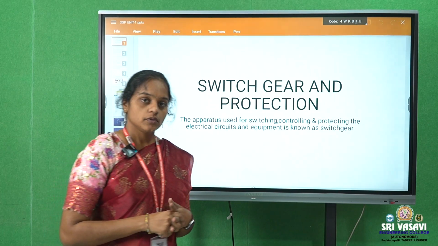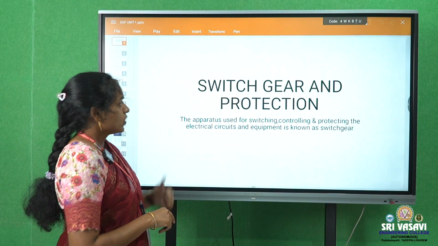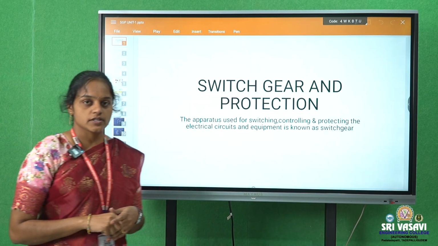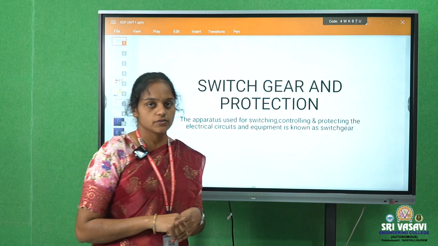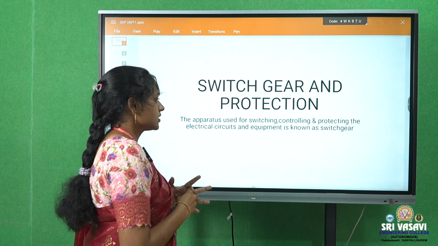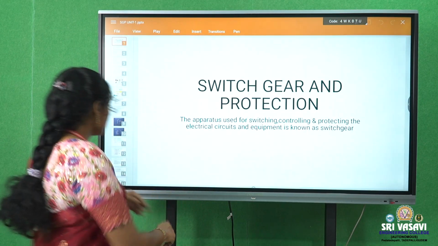Today I want to give you a little lecture about switchgear and protection. What is meant by switchgear? Generally, switchgear is the combination of switches, fuses, controlling circuits, etc. So the switchgear and protection includes the switching and controlling equipment together in the power system.